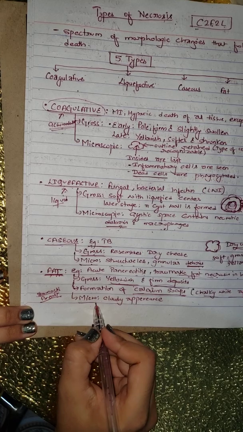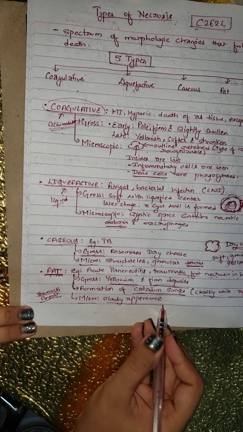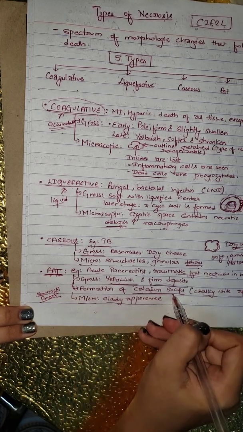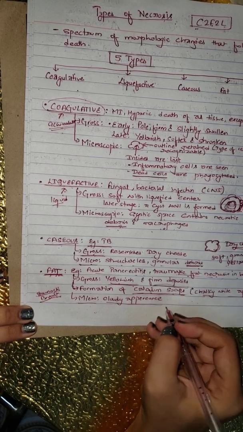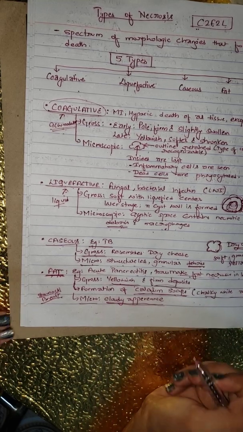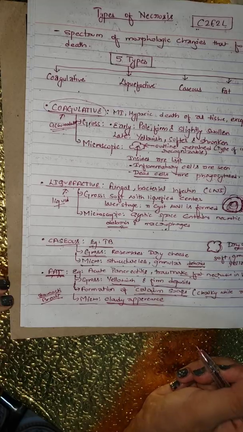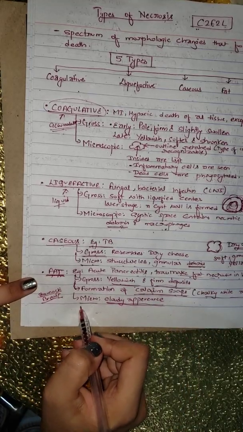And in microscopic examination, we can see a cloudy appearance. Obviously, if there are calcium soaps and a chalky white appearance, that will show a cloudy appearance in the cells. So this is also easy to remember.